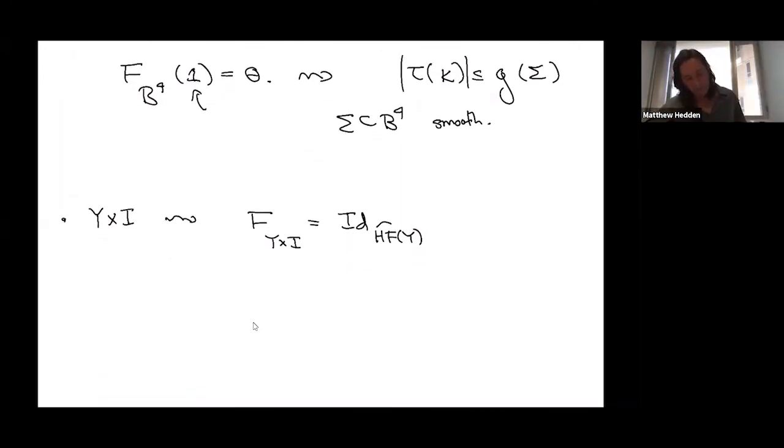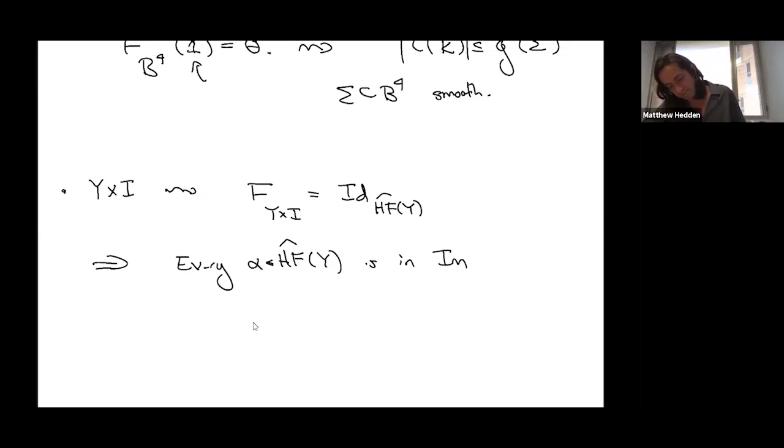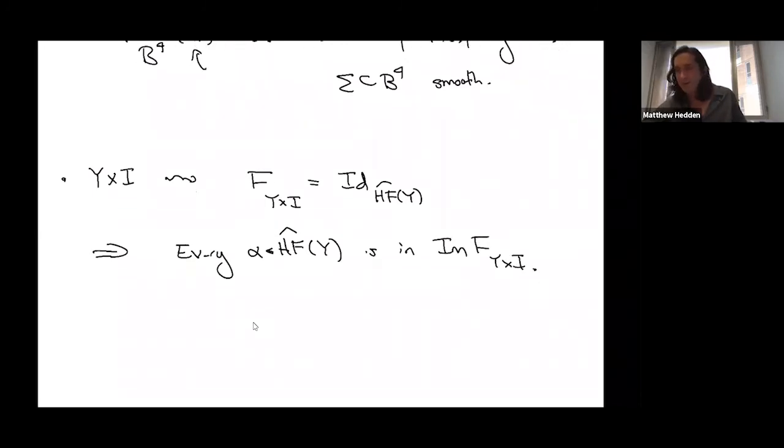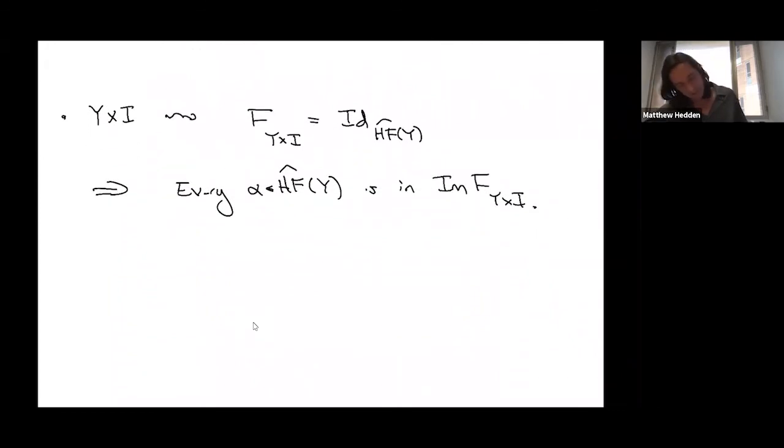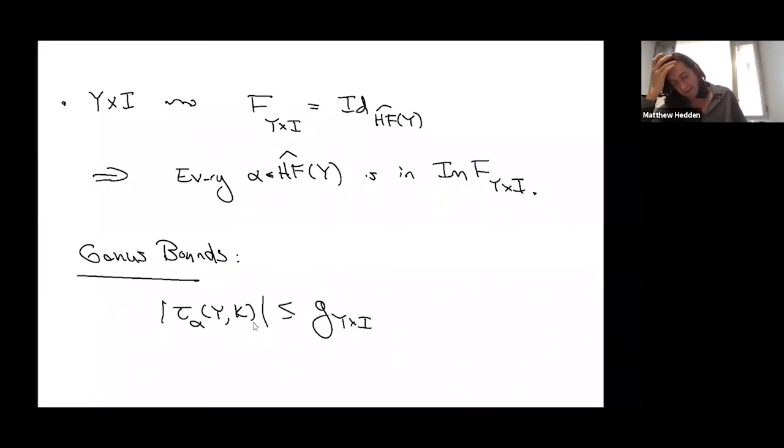So this implies every alpha in the Floer homology of Y is in the image of f cross I. What I get from that is genus bounds similar to what we had for the initial tau invariant for the three sphere, namely tau alpha of Y, K in absolute value is less than or equal to, let me just call it the Y cross I genus of K. So the minimal genus of any smoothly embedded surface in Y cross I whose boundary maps to K.